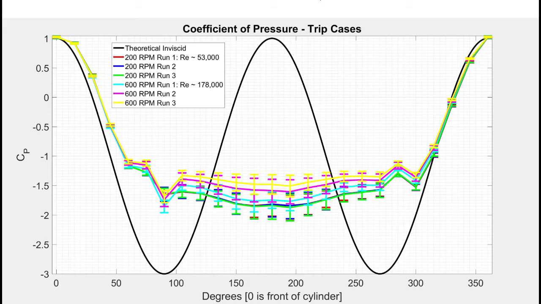Number three, finally, note again that the higher RPM cases, which could be the low transitional regime, have noticeably higher pressures on the backside of the cylinder, potentially from some small bit of flow which does not separate as much.